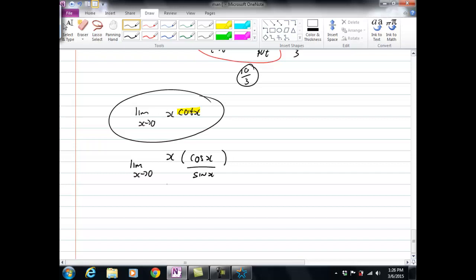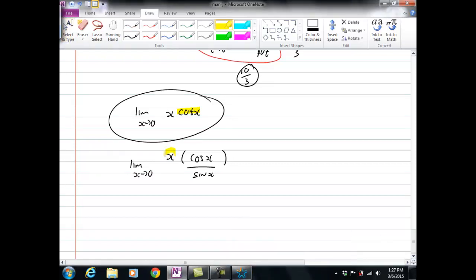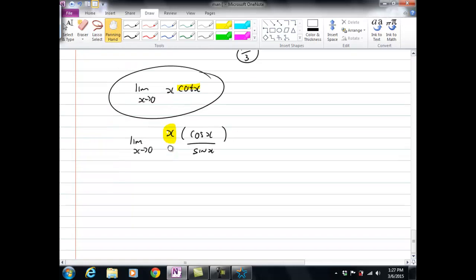I'll give you a few minutes to see if you can figure this out on your own. Is this x right here? This is a tricky move, and it's based on this x being a key.